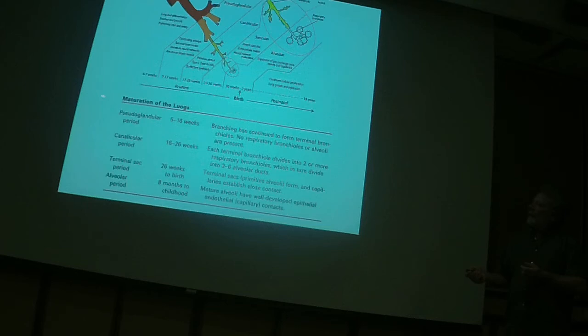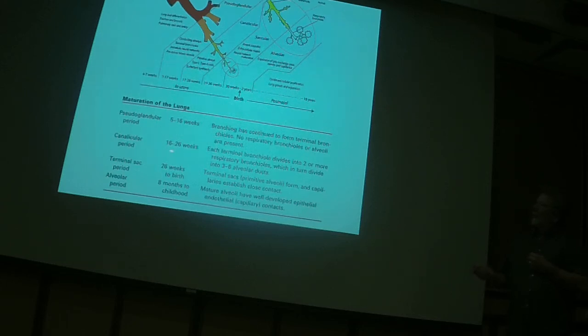There's what starts out as a pseudoglandular period. It's called that because the branching pattern looks like a gland developing. It has the same kind of patterning. This is between 5 and 16 weeks. Branching is continuing. It's going from primary bronchi to secondary to tertiary, all the way down. It hasn't generated what's termed respiratory bronchi yet, but it's coming down to these terminal bronchi, where you're starting to get to a point where the next division is going to generate bronchi that can actually have respiratory units associated with it. So this is a pseudoglandular period.